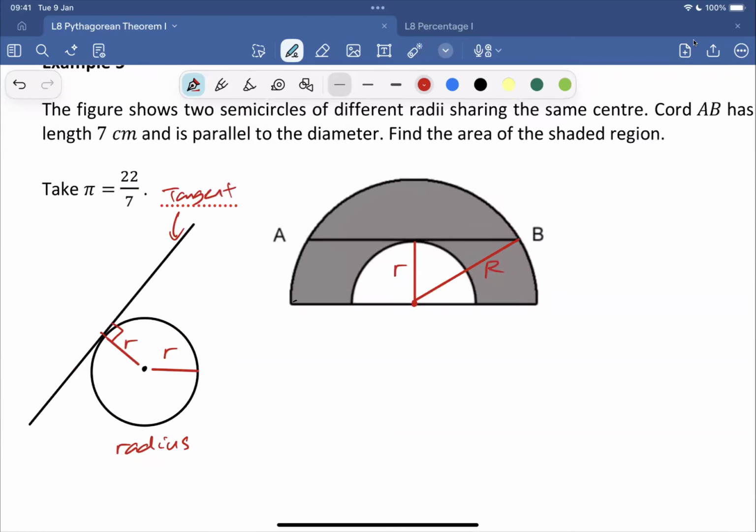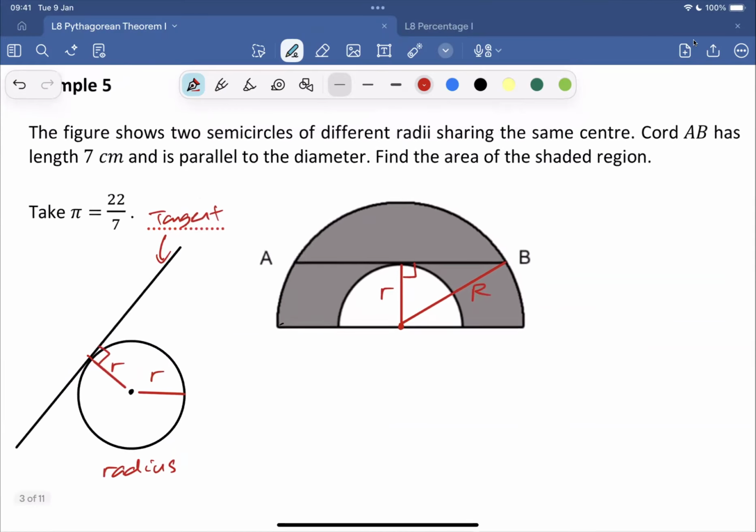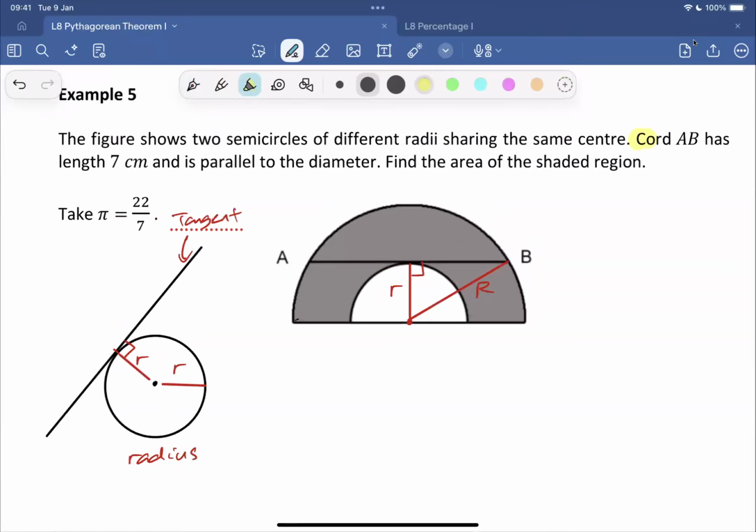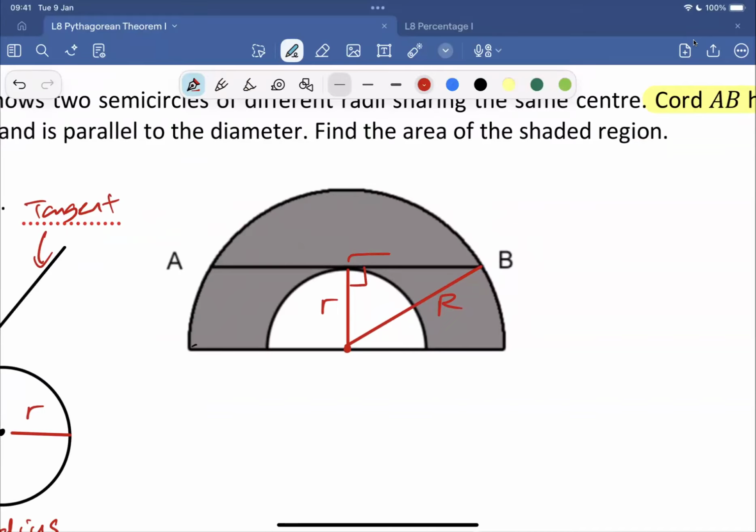Tell me, what is the angle? 90 degrees. There you go, 90 degrees. So we have found our right angle triangle. And did they tell you the length of AB? What is the length of AB? 7 cm. Good. So can you tell me what is the length here? 3.5. Correct. 7 over 2.